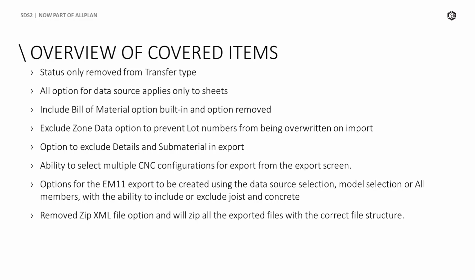Options for the EM11 export to be created using the data source selection, model selection, or all members, with the ability to include or exclude joists and concrete. Removed the zip XML file option and will zip all the exported files with the correct file structure by default.